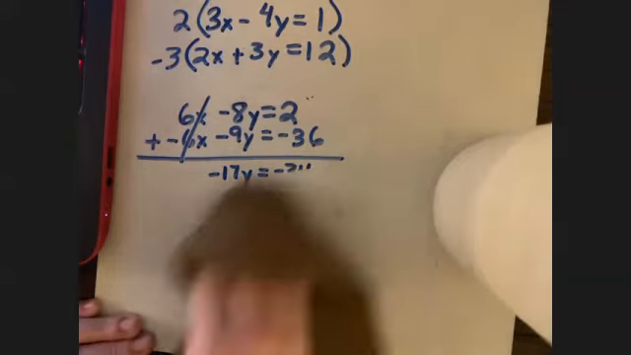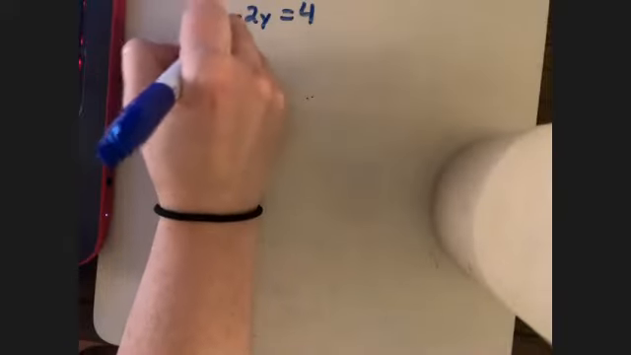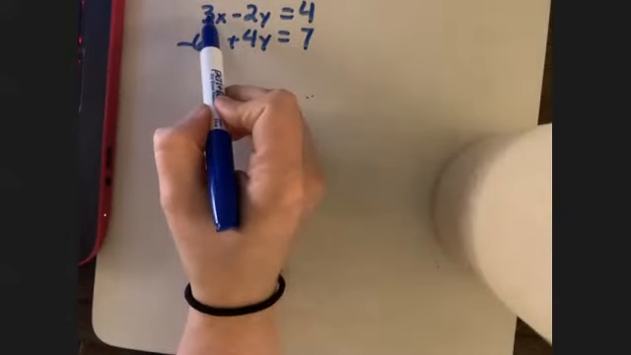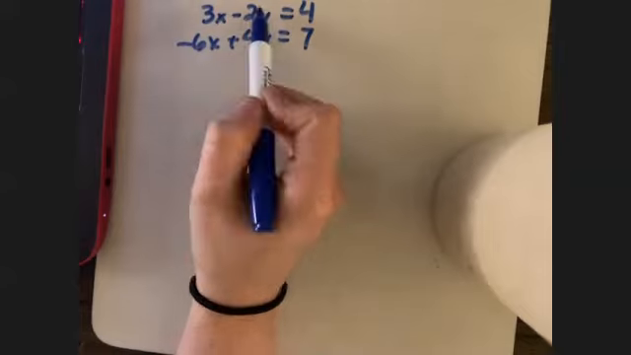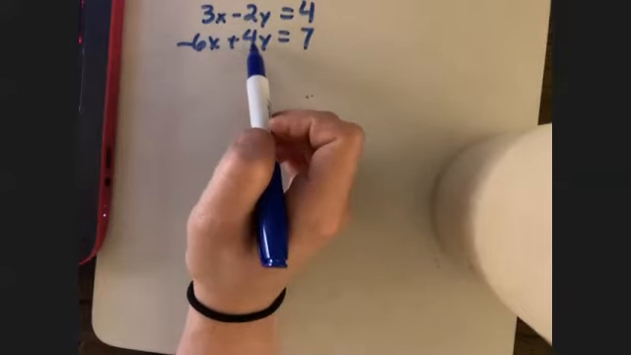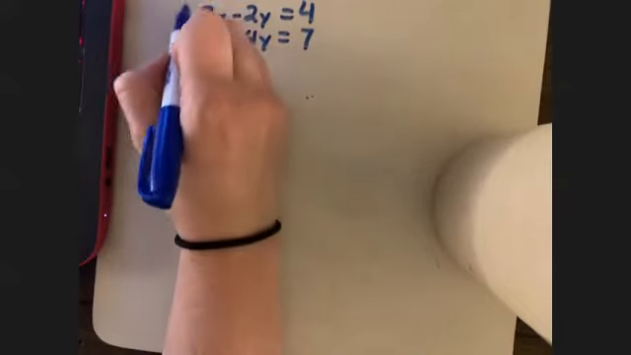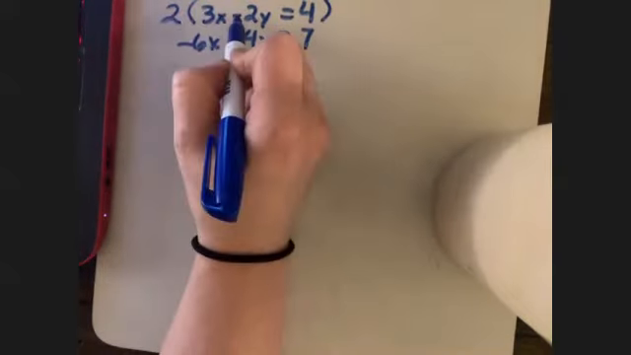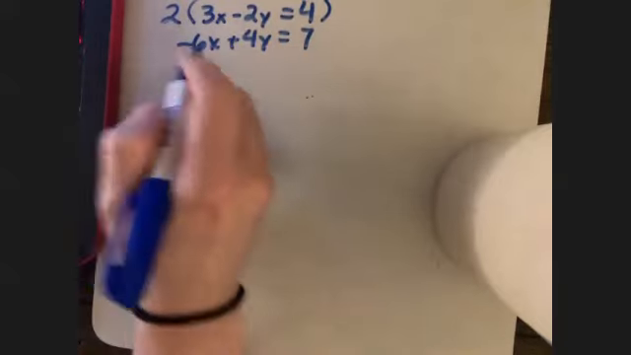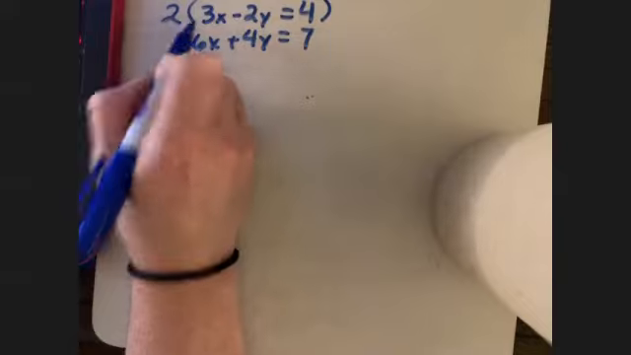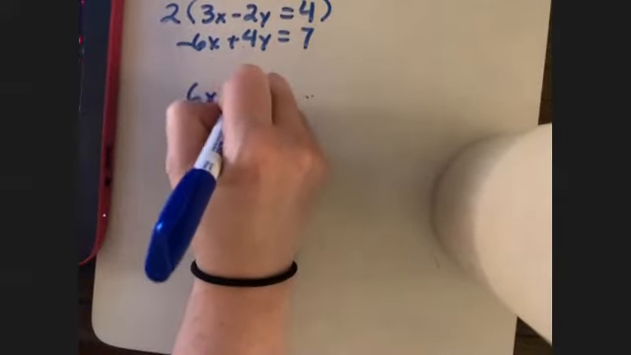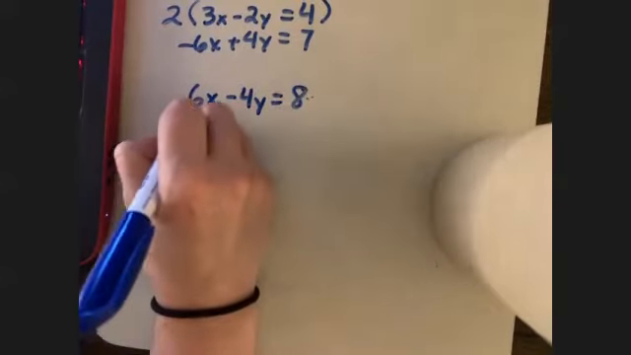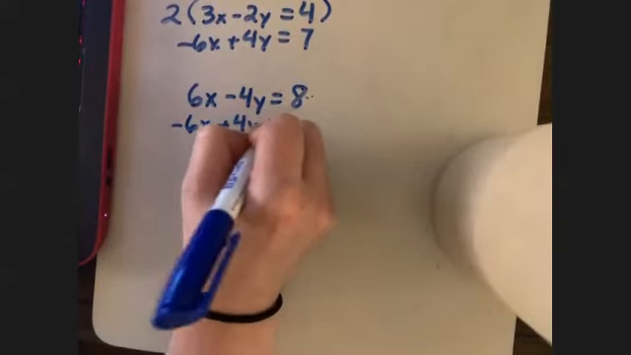Okay, so take a look at another one. Okay, so 3 and 6 will match at 6. 2 and 4 will match at 4. So I'm going to make the y's match up this time. So this one's already a 4. So I'm just going to have to multiply the upper line to get it up to a 4. I also have that these are already in opposite signs. I have a negative and positive, so I don't have to worry about getting a sign switch like we did in the last one. So multiplying the top line, I've got 6x minus 4y equals 8. Negative 6x plus 4y equals 7.